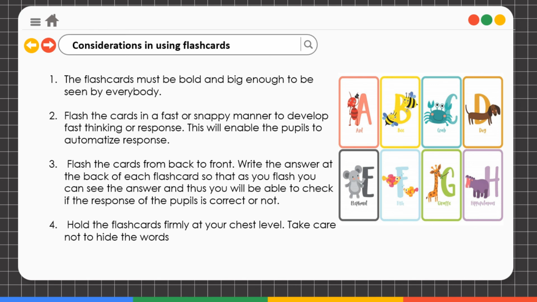And lastly, number 4, hold the flashcards firmly at your chest level. Take care not to hide the words. Kung gagamit nito, dapat hawakan ng tama at maigi para maiwasang makita ng mga learners yung sagot na nakalagay sa kabilang side ng card. Dapat it should be at your chest level pero make sure hindi natatakpan yung mga nakasulat dito.